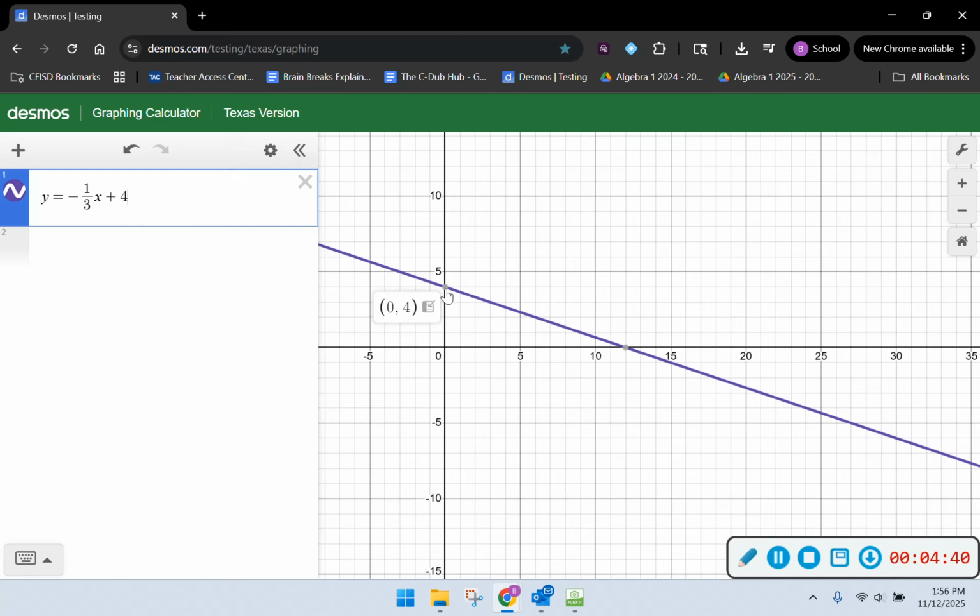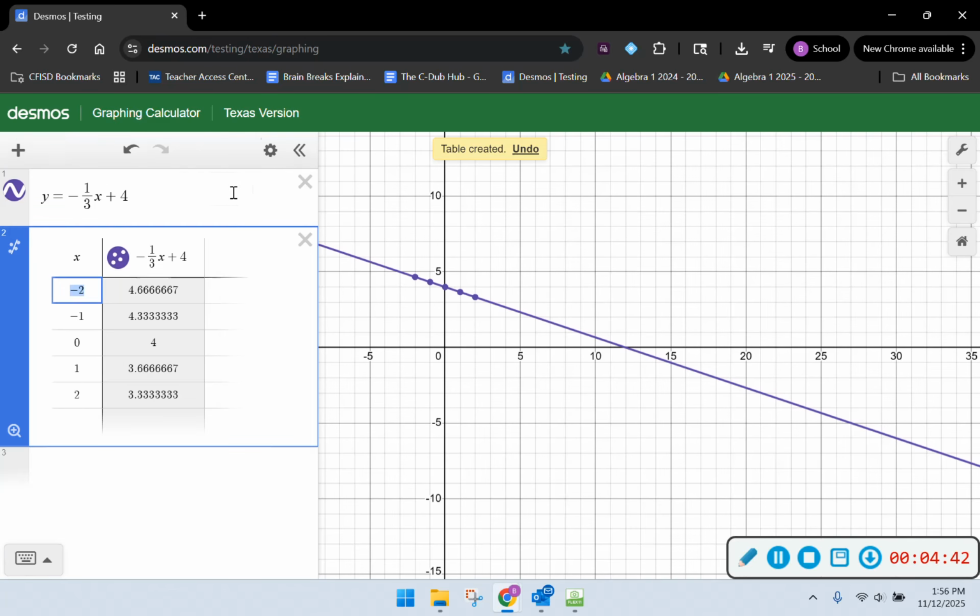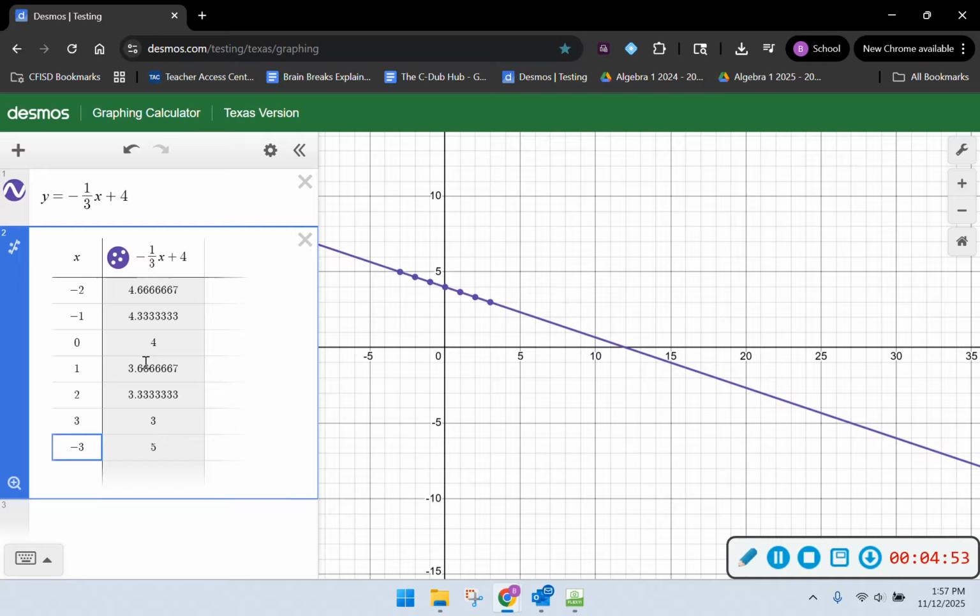I'm going to get 2 points, so I'm going to do settings, table. I have a 0 here. Now I'm going to type 3 so I can get another point, and then negative 3 for my third point. I'm going to use these points here, so I'm going to grab 0, 4, 3, 3, and negative 3, 5. All right, so we're going to go back so you can see my paper.